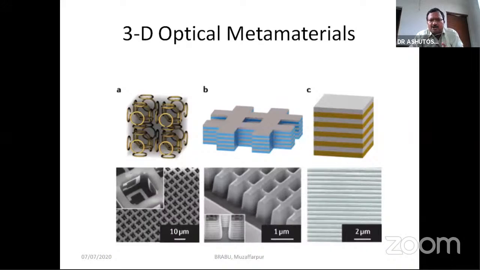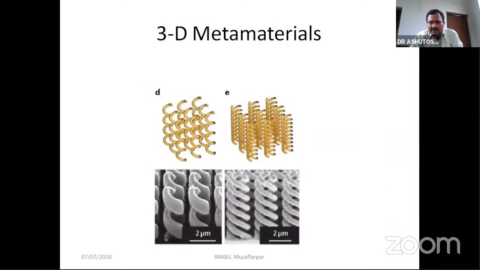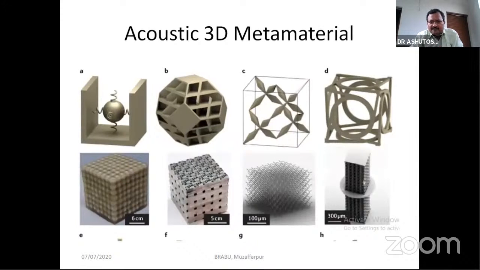These are a few structures which we have taken from the internet. So these are the 3-dimensional optical metamaterials. You can see the beauty of these structures, and this gives very promising results in 3D metamaterials. You can just visualize, and these are all optical metamaterials. Now coming to the optical, these are some structures for the optical metamaterials.